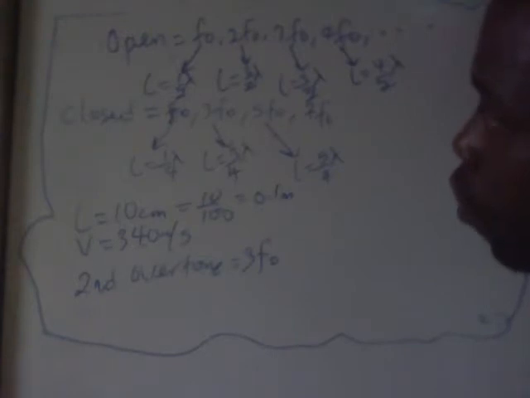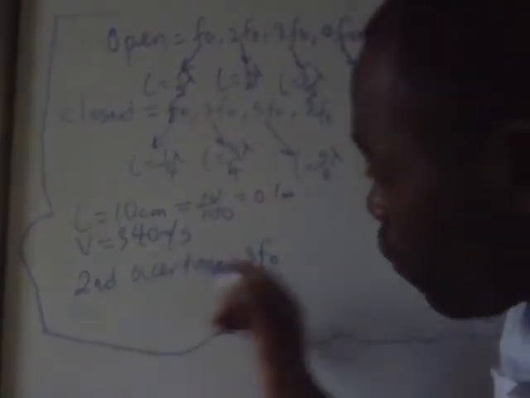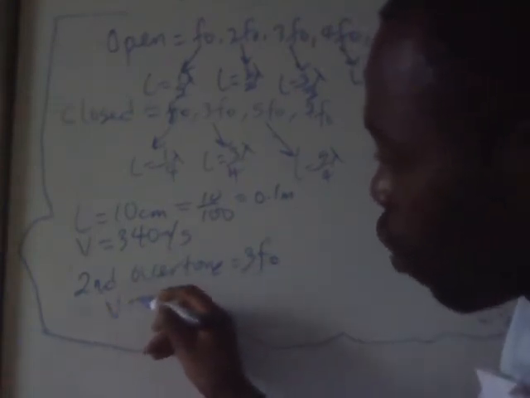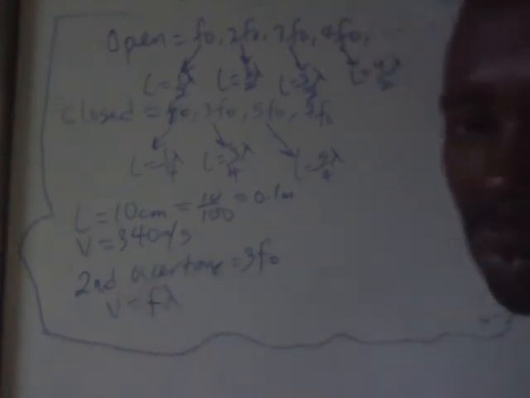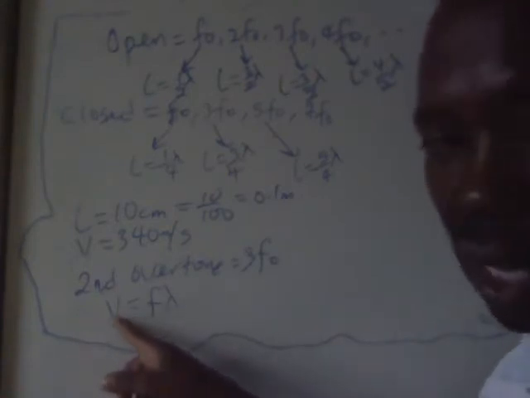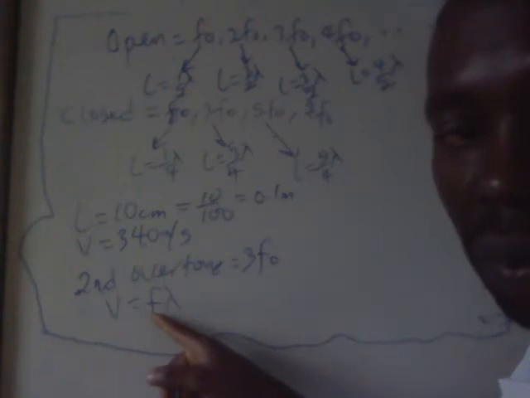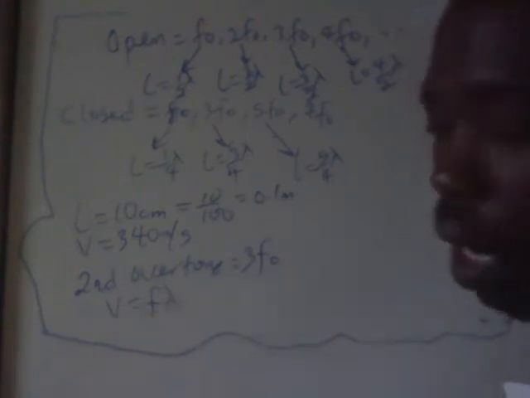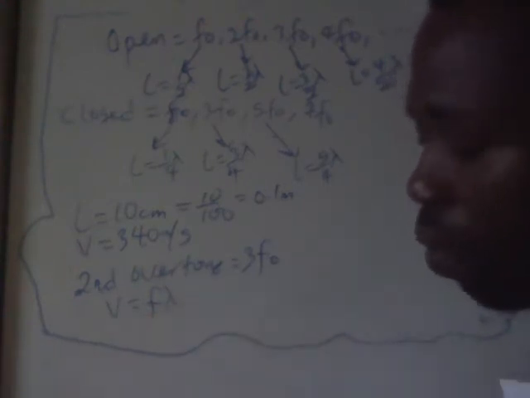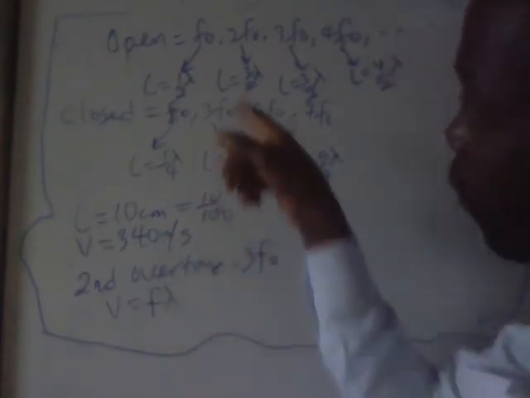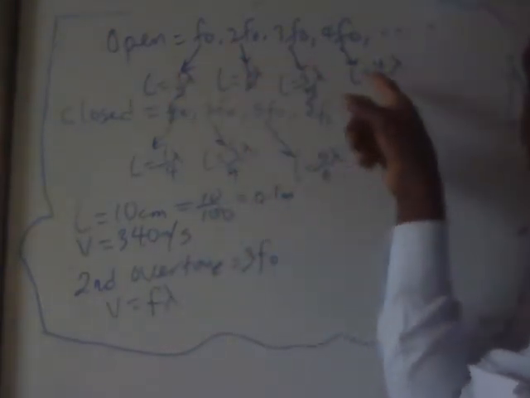The formula to calculate our F naught is V equals F lambda. We know V. We are looking for F. But we don't know lambda, the wavelength. We are not given the wavelength, but you can get the wavelength from here.